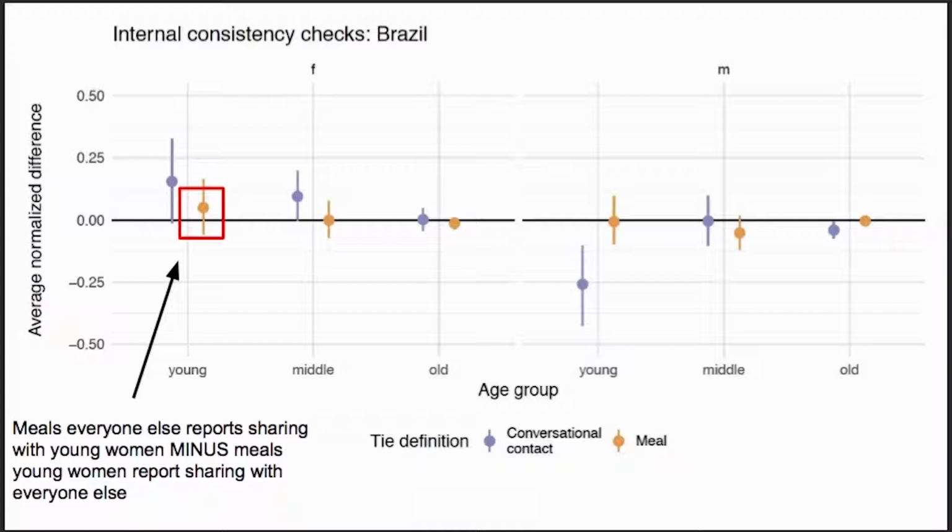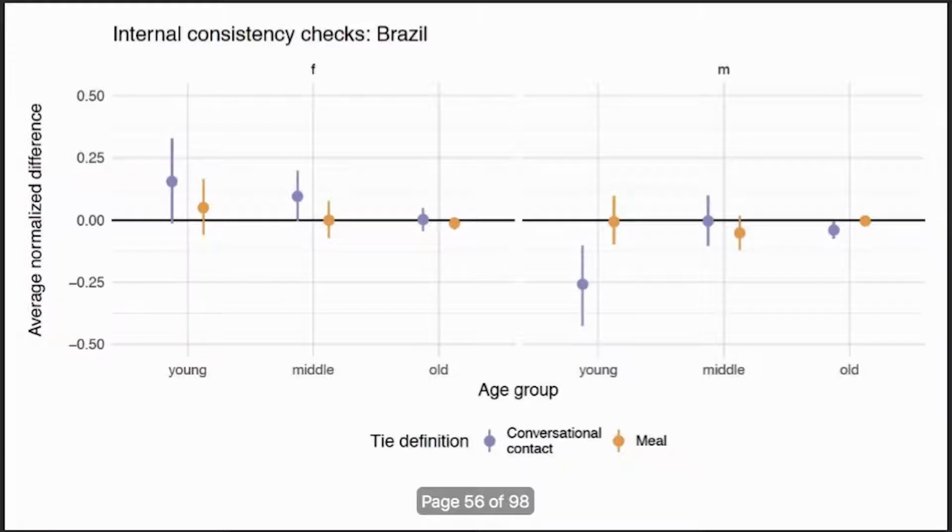And this particular point here shows the estimated number of meals that everybody else reports sharing with young women, minus the estimated number of meals that young women report sharing with everybody who's not a young woman. Okay? So these two quantities are the same by definition at the population level, but we can try to check how much the estimates of these quantities agree empirically. And so in this particular case, the confidence interval, which again only has the sampling uncertainty, includes 0, and so this looks like, as far as we can tell, these reports are reasonably internally consistent.